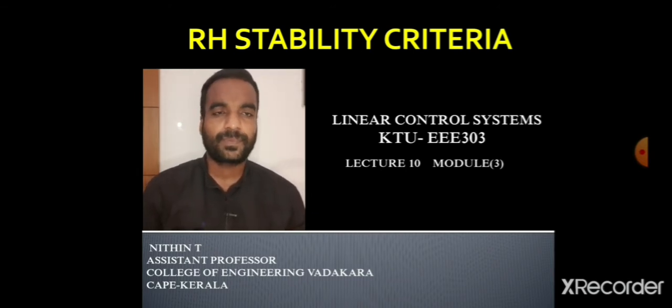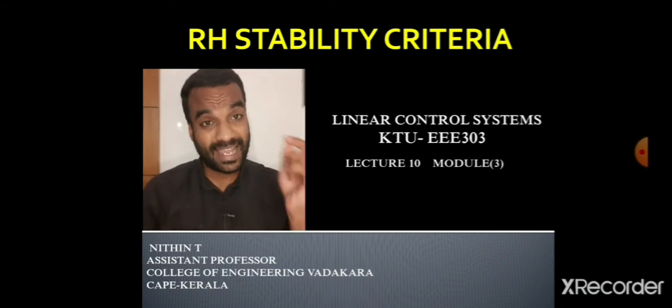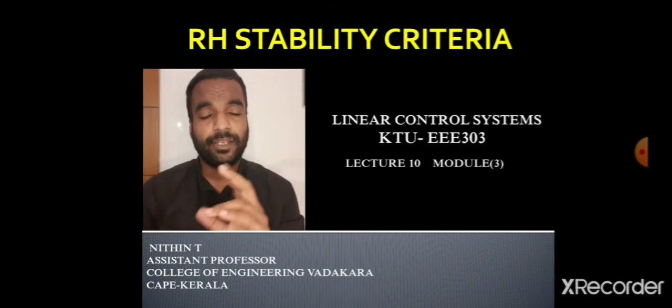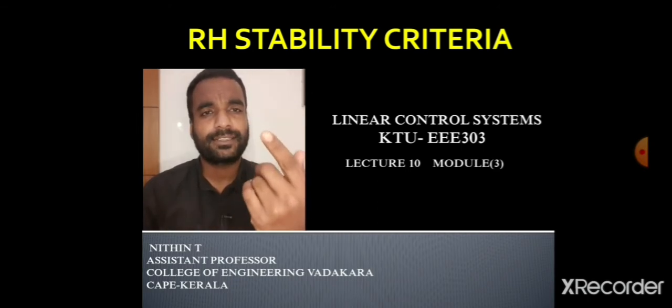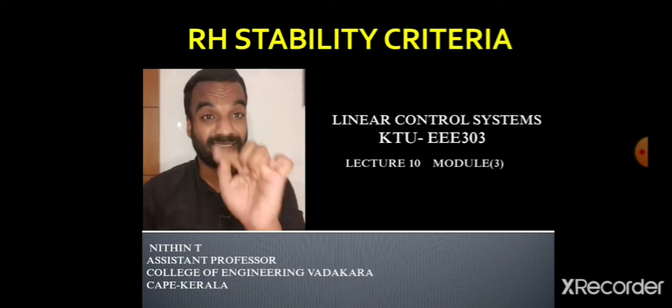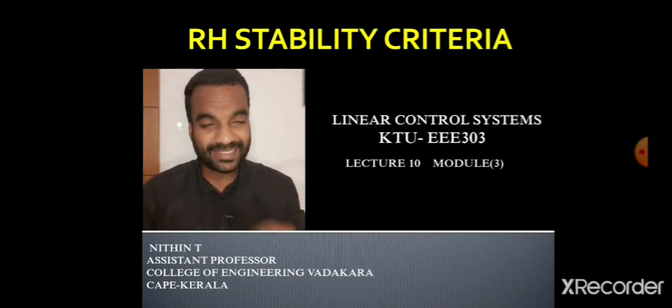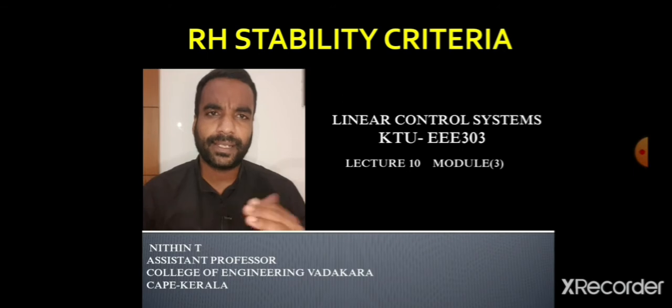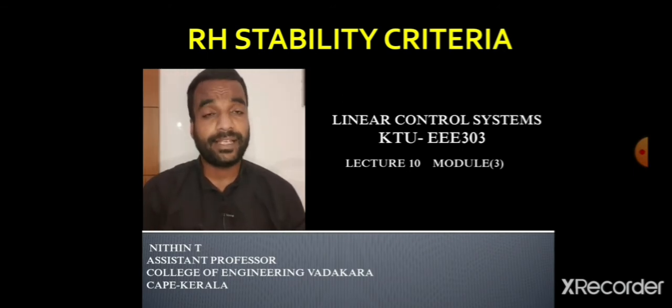And if there is a pole on the j omega axis itself, I am not talking about the right side or left side. For example, if one pole is plus 2j and the other pole is minus 2j. Plus 2j means its imaginary part is 2j and its real part is 0. So it lies on the axis, 0 plus 2j and 0 minus 2j. These poles will lie on the imaginary axis.